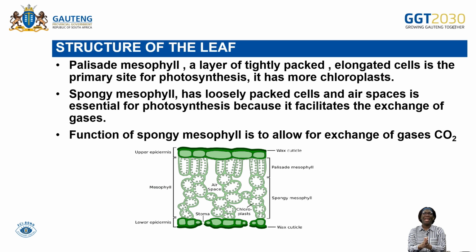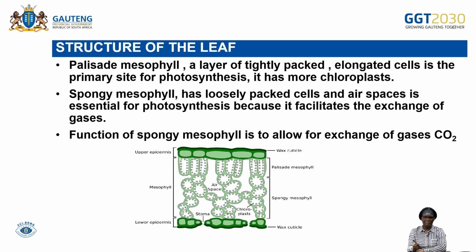Remember, when I was talking about the definition of photosynthesis, we said that gases like carbon dioxide will be taken into the leaf, and the gas oxygen will be released from the leaf into the atmosphere. So when we say the spongy mesophyll will facilitate the exchange of gases, these are the gases we are referring to.